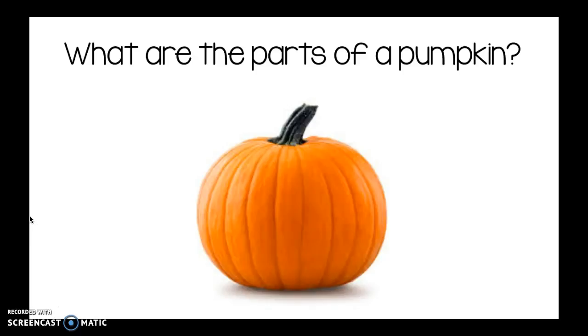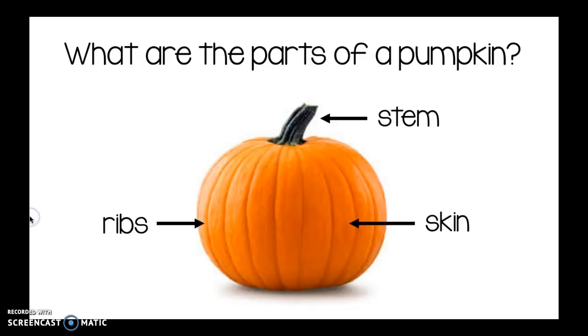Let's do a little test. What are the parts of a pumpkin? Think about the name of this part. If you said stem, you're right. Think about the name of this part of the pumpkin. If you said skin, you're right. Think about the name of this part of a pumpkin, the lines going up and down. If you said ribs, you're right. Great job, boys and girls.